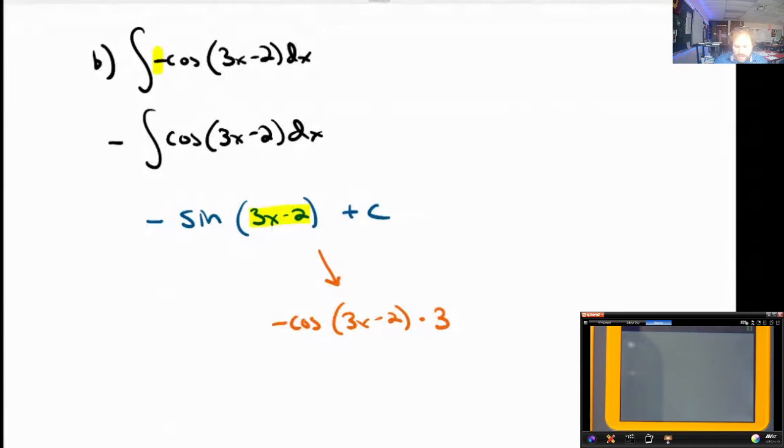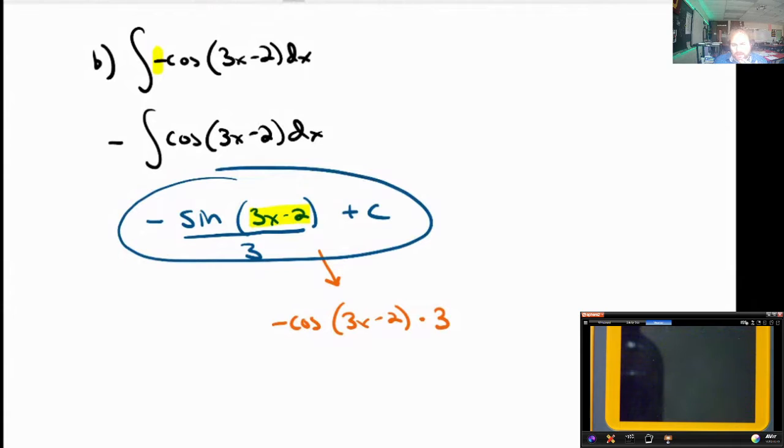So we need to deal with that. We need to lay a trap for that times 3. So let's put this whole thing over 3, and that will be the answer that we need. That will account for this 3 that will pop out because of the chain rule. And there you go. That's an antiderivative that you can use for this. I think that will work just nicely.